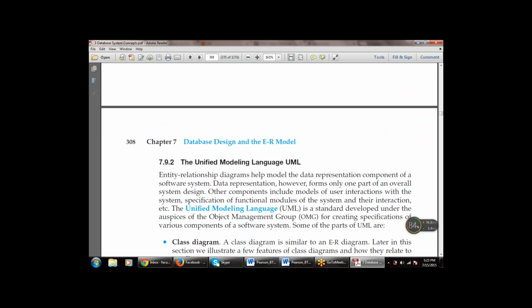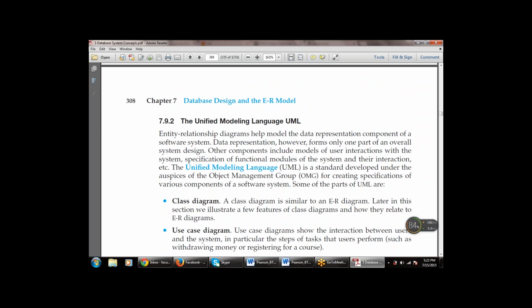Now next is the UML, that is, what are UML diagrams or what is the use of the UML diagram. The entity relationship diagrams help model the data representation component of a software system. So the ER model is used for the data representation of the various components of a software system. Data representation, however, forms only one part of an overall system design.